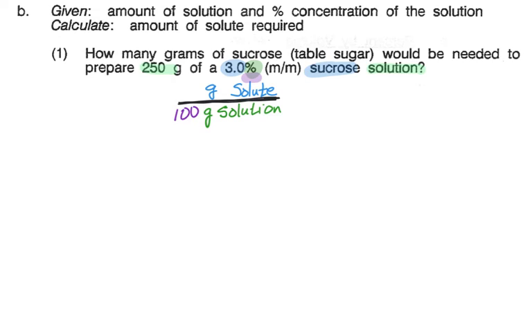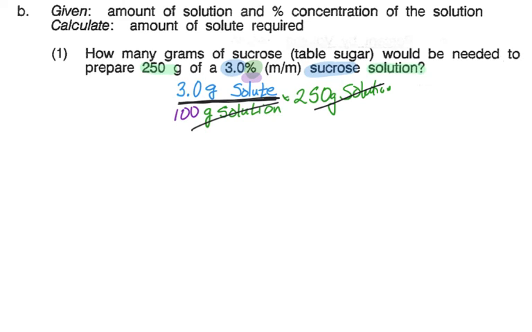When we're given a percent, it tells us that for every 100 grams of solution, there are 3 grams of solute. So we're going to go ahead and write that 3.0 on top, where it goes with the sucrose, and on the bottom we'll keep that 100. So what's the other part we know? We know that we have 250 grams of solution. If we multiply that by our 3%, you should see that the grams of solution cancels out, and it will tell us how many grams of sucrose is present.